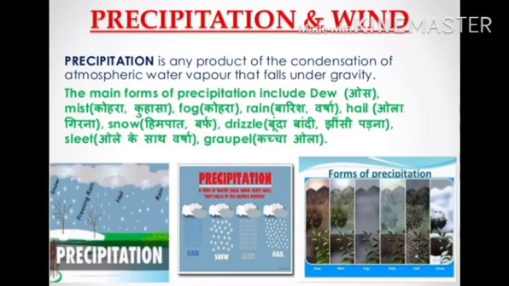Now the precipitation. It is any product of the condensation of atmospheric water vapor that falls under gravity. The main forms of precipitation include dew, mist, fog, rain, hail, snow, drizzling, etc.